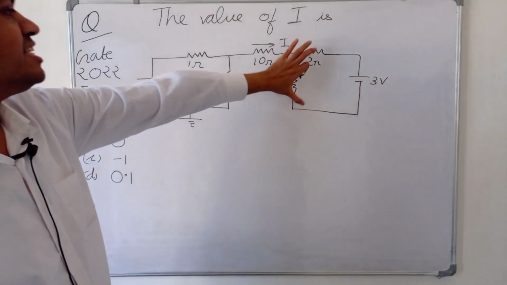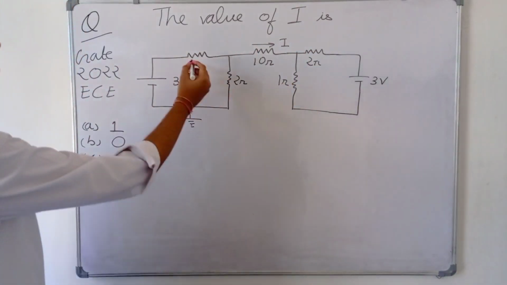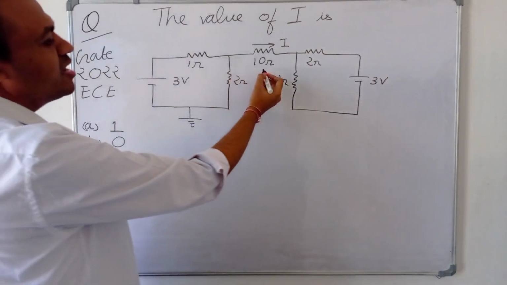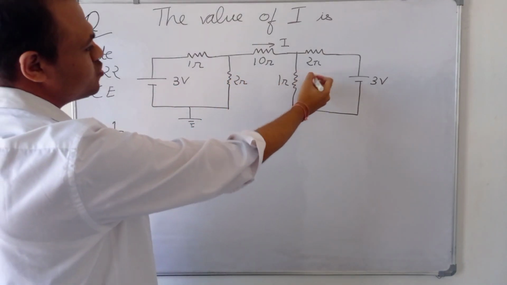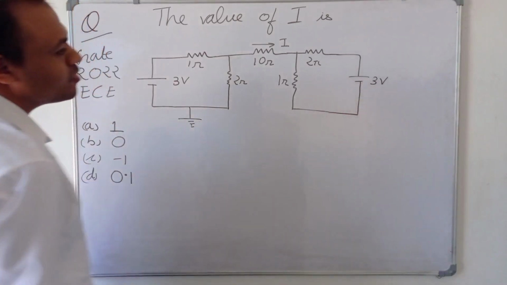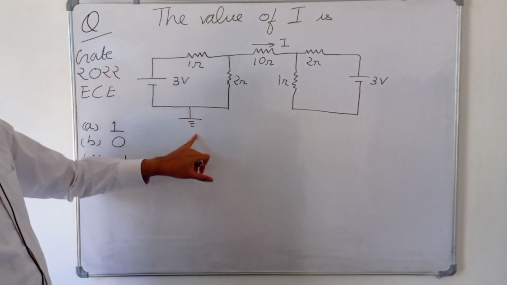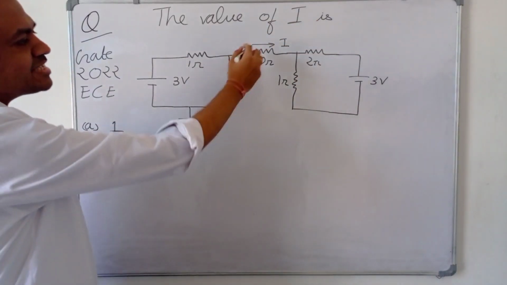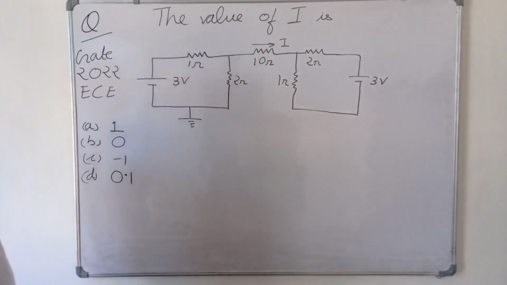So we are given this network. This is a 1 ohm resistor. This is a 2 ohm resistor. This is a 3 volt voltage source. This is a 10 ohm resistor. This is a 2 ohm resistor, 1 ohm resistor, and 3 volt voltage source. And this is grounded. So we have to find the value of current I. Current I is flowing through this 10 ohm resistor.